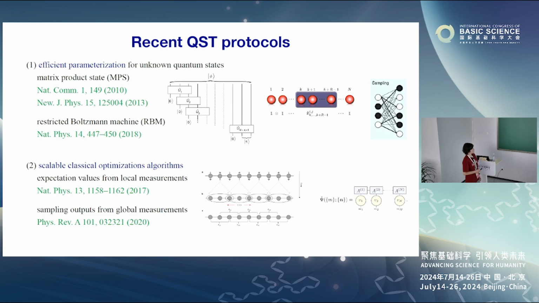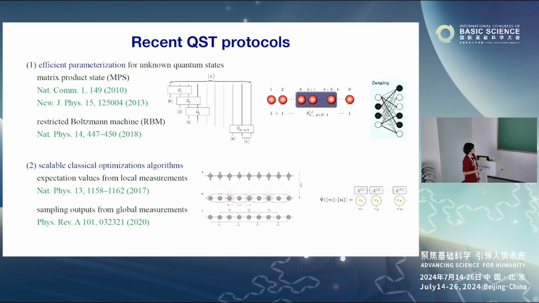And there are some recent protocols to overcome the difficulty. One idea is to use an efficient parameterization for the unknown quantum state. We can express the density matrix either with a matrix product state or with a restricted Boltzmann machine. The idea is to reduce the total number of parameters, and then the difficulty will be reduced.